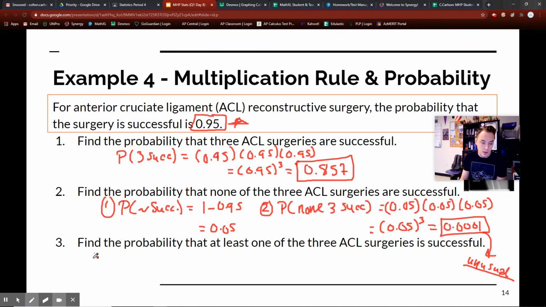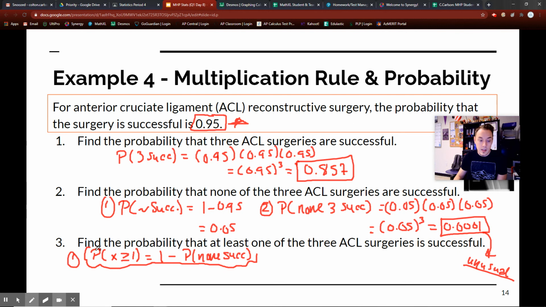So how do I do that? Well, first of all, I need to write some notation here. So the probability of x is greater than or equal to 1. So that's what at least means. 1 or more. Probability that at least 1 or more of the 3 surgeries are successful is equal to 1 minus the probability that none are successful. But I just found that none of the 3 are successful, right? I found that in my second example.